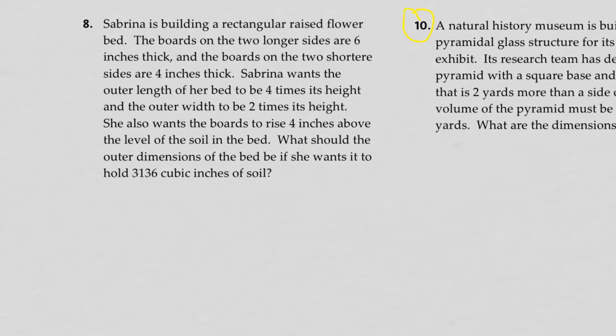Alright, let's move on to number 8. It says Sabrina is building a rectangular raised flower bed. The boards on the two longer sides are 6 inches thick, and the boards on the two shorter sides are 4 inches thick.